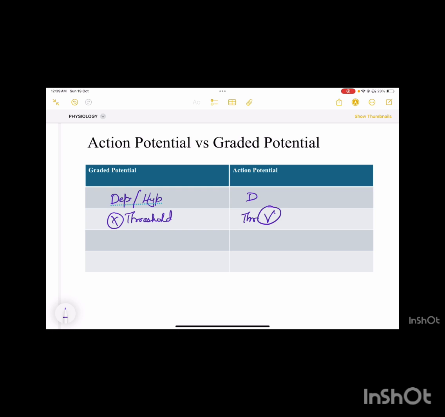Then the amount of depolarization or hyperpolarization depends on the strength of the stimulus in graded potential. So the all or none phenomenon does not work in the case of graded potential, but it does work in the case of action potential. The strength of the stimulus does not matter. Anything that crosses minus 55 millivolts is an action potential. We learned that. And the effect of graded potential decreases with distance, so it is decremental. But as we saw before, action potential is non-decremental in nature.